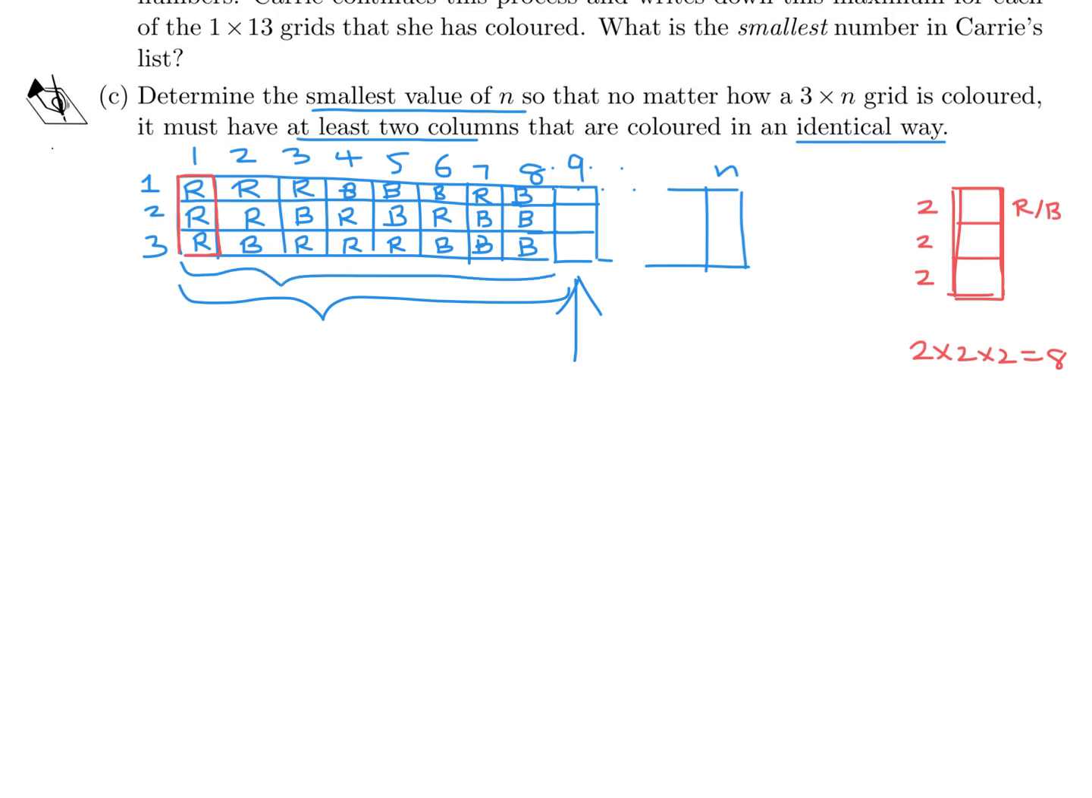So for example, if I made this RBR, there you go, it's the same as that. And therefore, now you have at least 2 columns that are colored in an identical way. And that's basically what they're asking. So that happens when n equals 9. And n equals 9 is indeed the smallest value of n for which this happens.